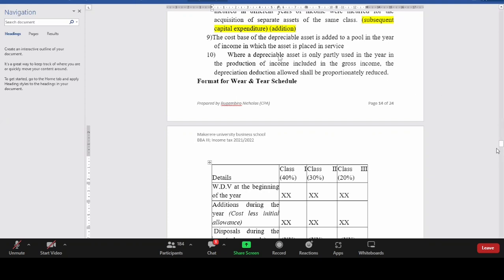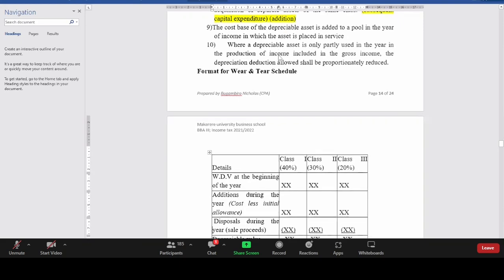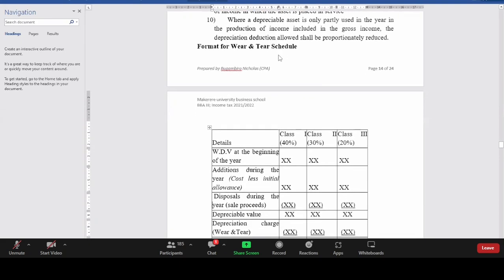However, don't forget other principles. If it qualifies for wear and tear and initial allowance, all those must be applied to that newly added asset. Only the newly added one, you give it wear and tear, and also give it initial allowance, provided it is within the 50 kilometers radius of Kampala, and it must be rateable property. So guys, keep on reading between now and the time we do the classwork on Monday, so that you have ideas regarding those things.